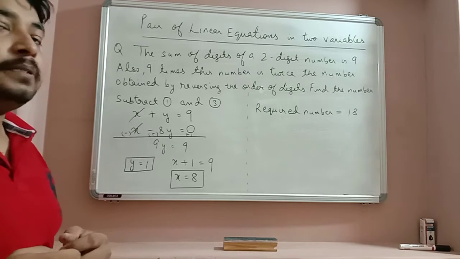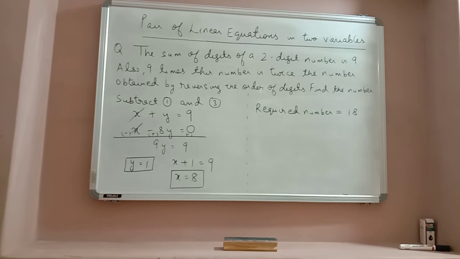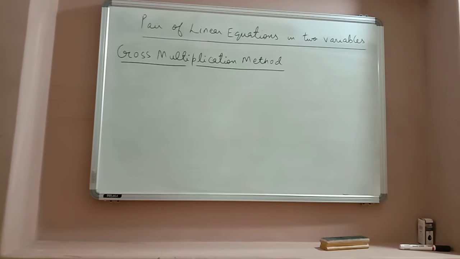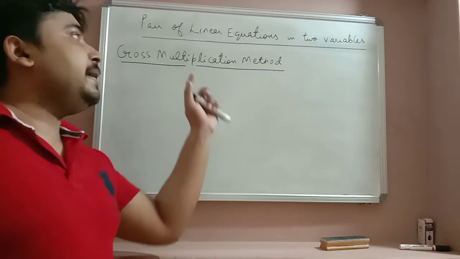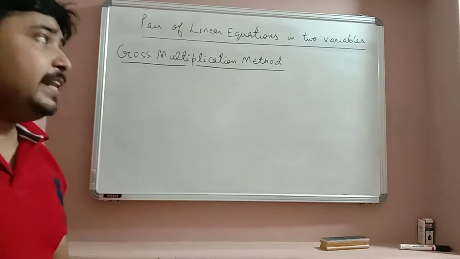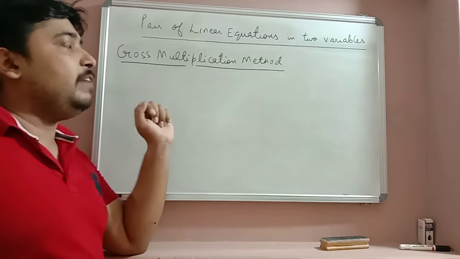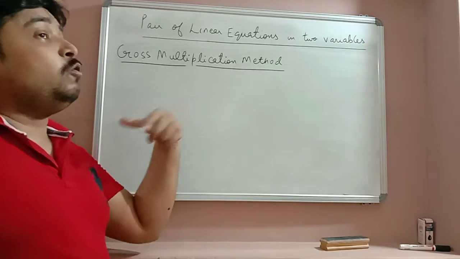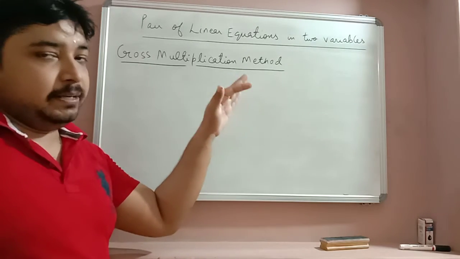Now let us take up the cross multiplication method. Alright students, so let's take up the next method, that is the cross multiplication method, to solve a pair of linear equations in two variables. Now it's a special kind of elimination method only, in which we will try to eliminate one of the variables and find the values of x and y in terms of the coefficients of the other terms in the linear equations in two variables.